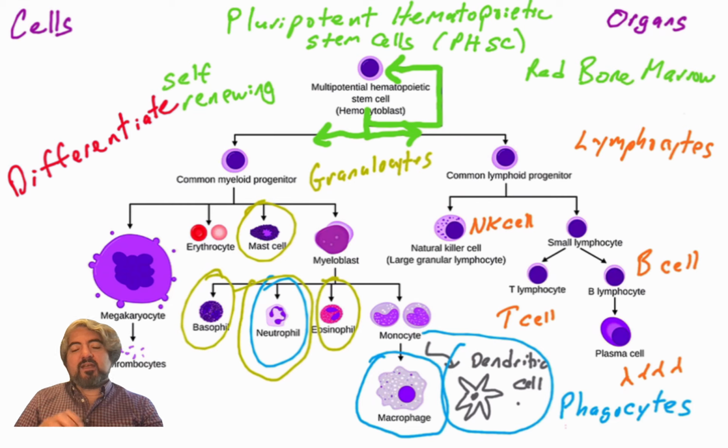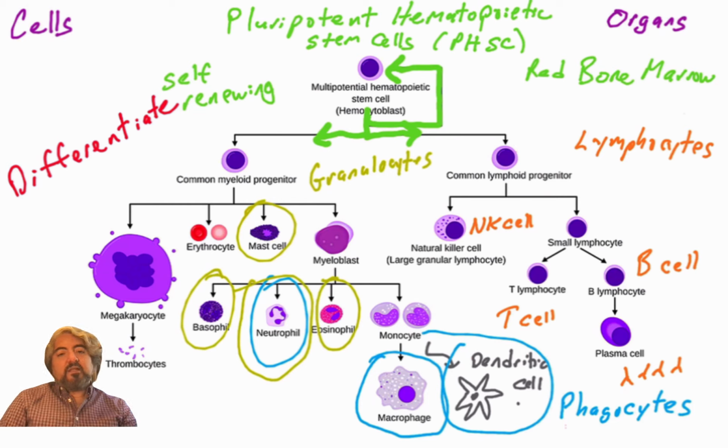They contain these granular structures in their cytoplasm. Why do we have four different types of granulocytes? Again, we're going to see they're located in different parts of the body. They will activate differently. They will recognize pathogens differently. So we will see granulocytes throughout the course as well.